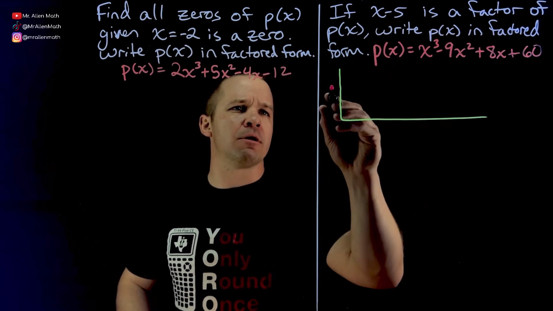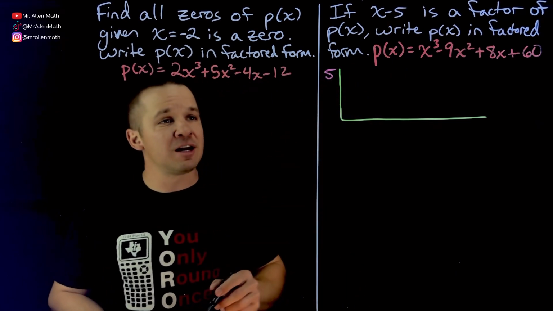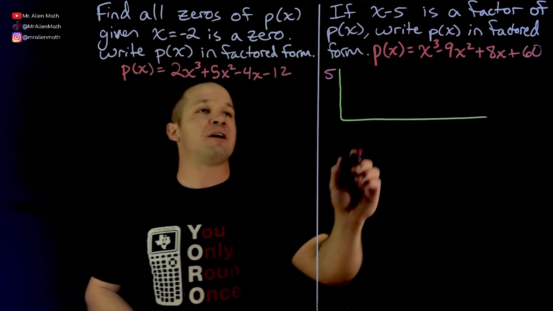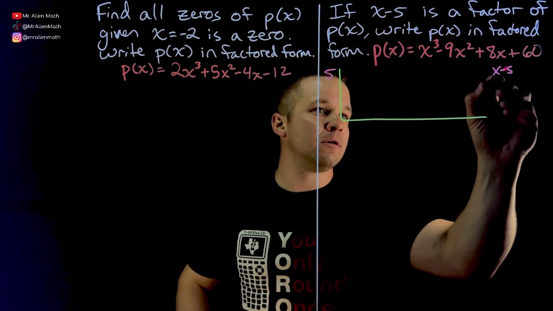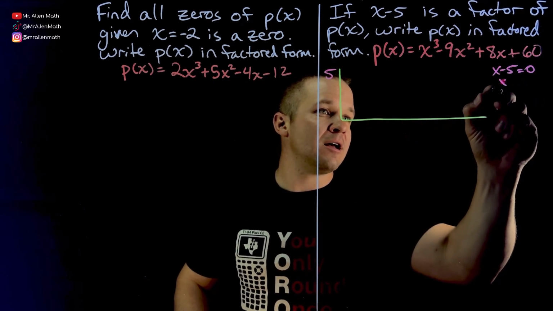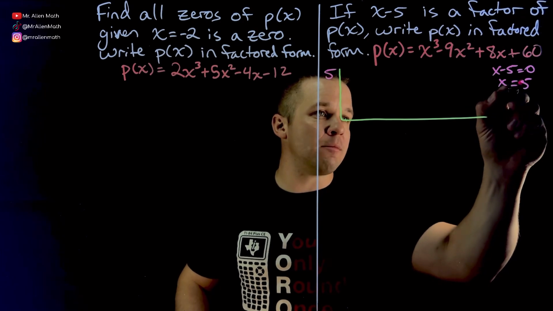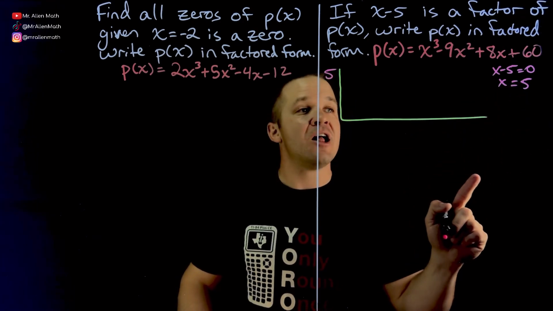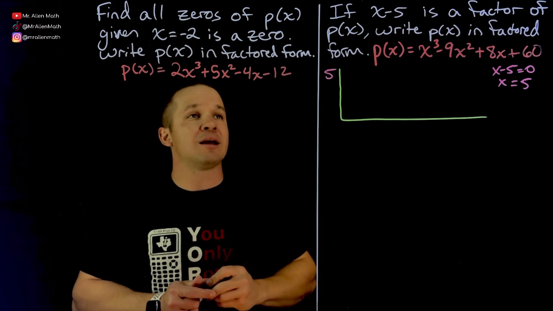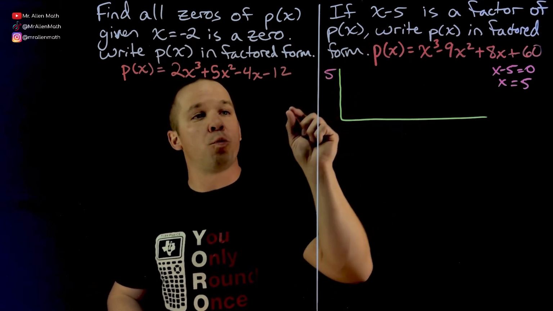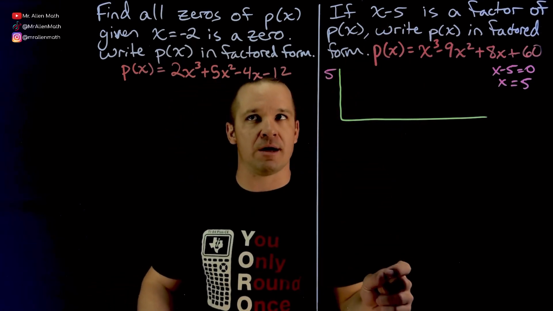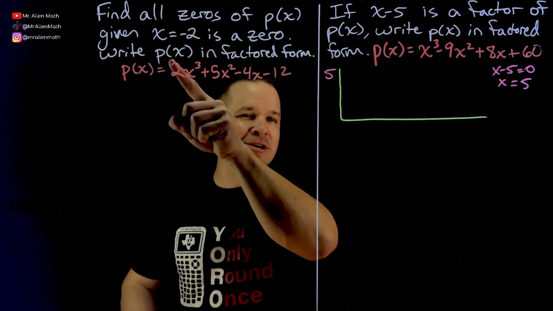What would make that 0? It'd be 5. 5 is the number that I use for synthetic division. I have to set that x minus 5 equal to 0 and add the 5 over. That's the number that I use with synthetic division. The number one mistake that people make is they accidentally put negative 5 there. It's what makes that factor 0, so we'll have to pay attention to that.